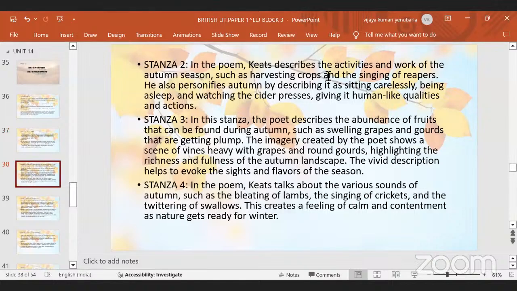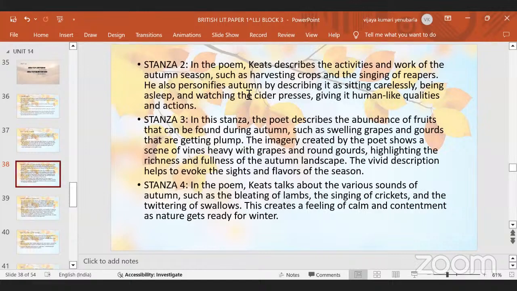In the poem, Keats describes the activities and the work of the autumn season, the work taken up in the countryside and how people work. He describes things such as harvesting crops and the singing of reapers. It is quite common in every village, whatever the country. Even in our India, when people are working in the fields, they hum and sing songs and all that. So here you can hear the songs of the reapers while harvesting the crops.